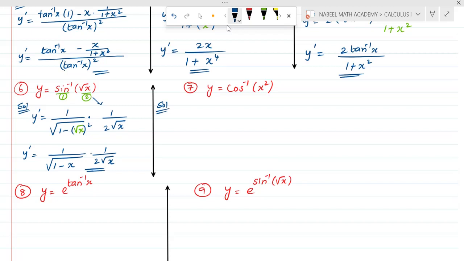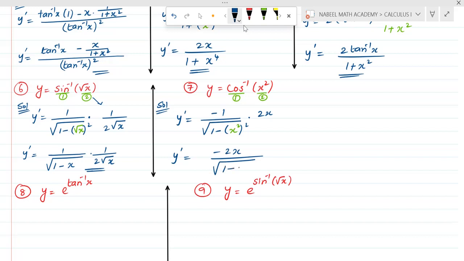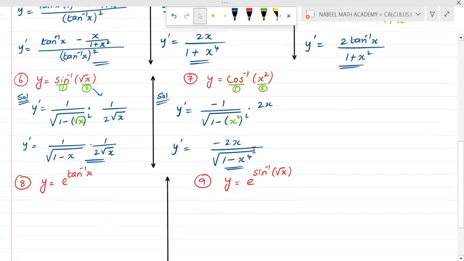Next here we will have the same thing, cosine inverse. First differentiation, next you have to go with the e, x square. So the derivative of cosine inverse is minus 1 over square root of 1 minus x square, into what is your x? Here it is x square. Now what is the derivative of x square, which is 2x. Now if you write it in the simplified form, you will get minus 2x over square root of 1 minus x power 4. 1 minus x to the power 4.